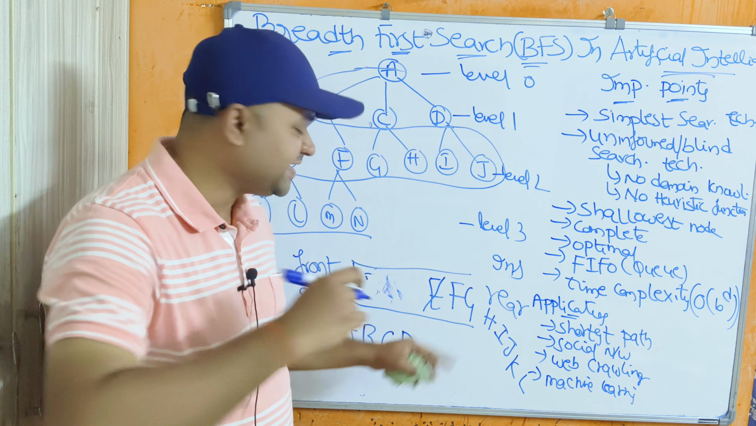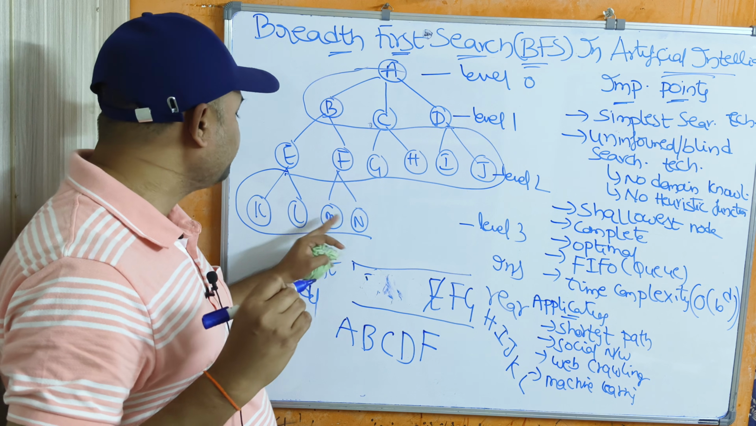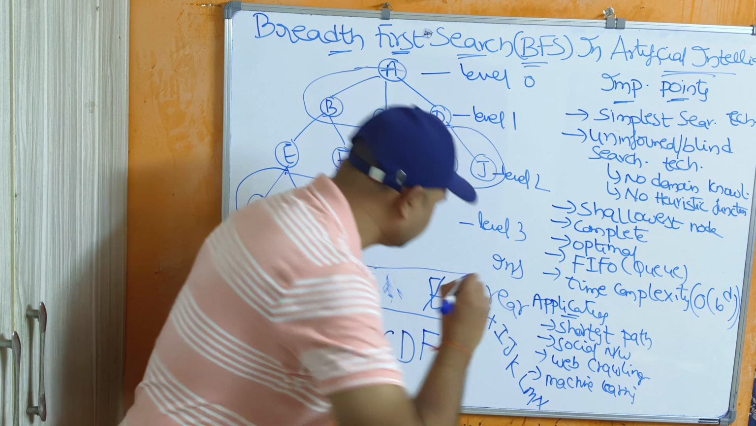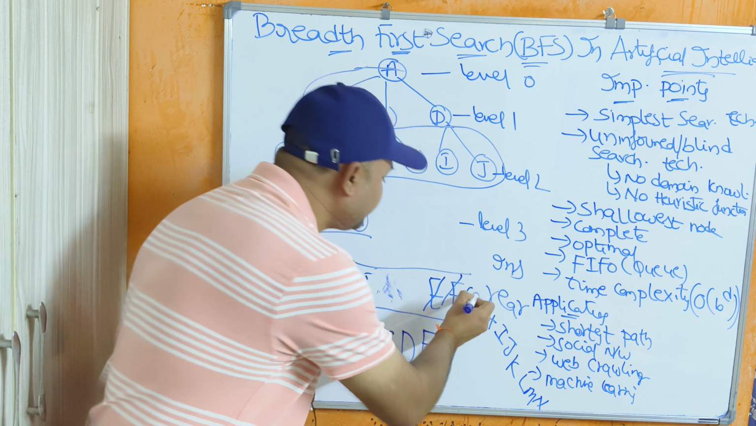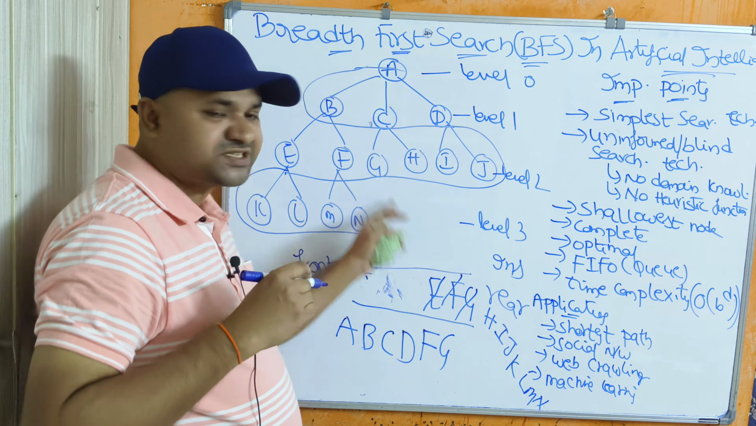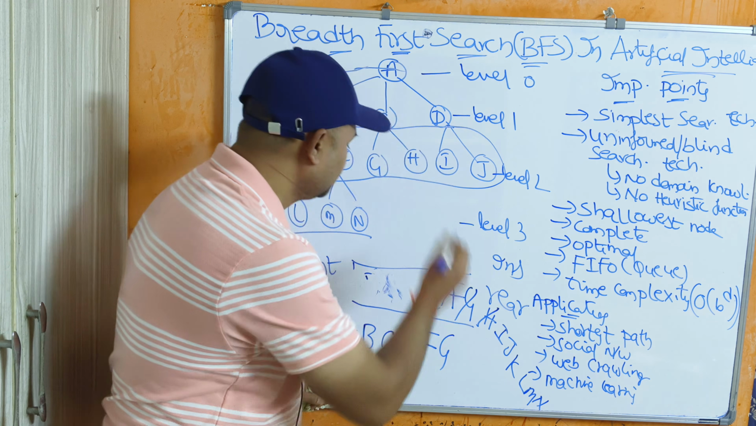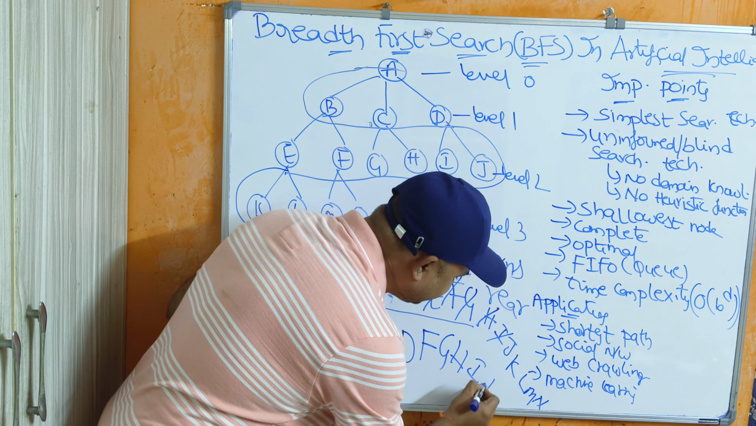Next, delete the vertex from the queue, that is F. What are the adjacent vertices of F? M and N. Next, F is deleted. Next, delete this vertex G from the queue. There are no adjacent vertices of G, so there is no need to do the insertion operation. Next, H, no adjacent vertices. I, no adjacent vertices. Next, J.